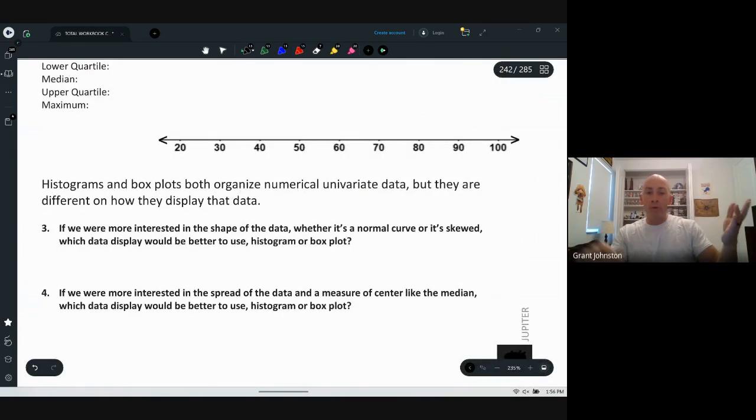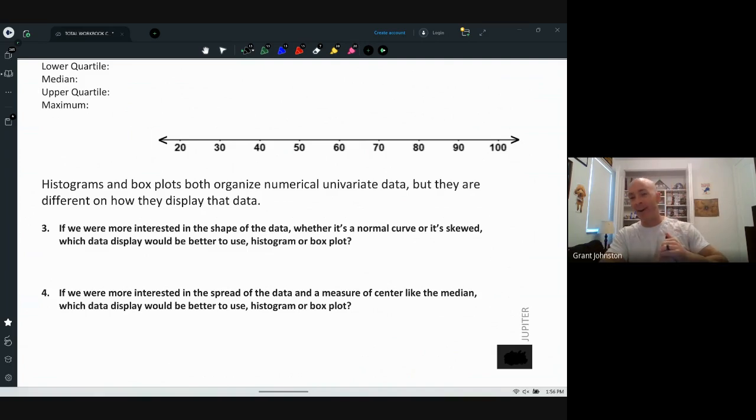So I'll let you answer number 3 and 4 based off of the rambling that I went on in terms of what's best with each of these plots.